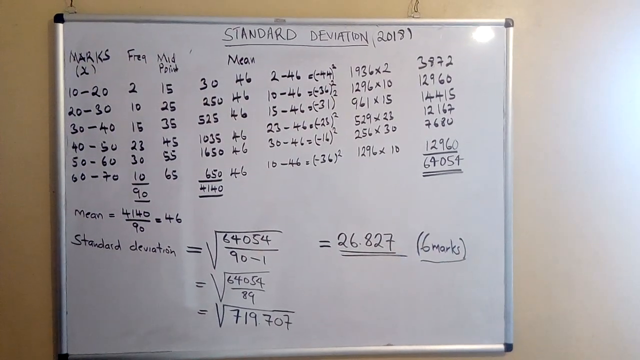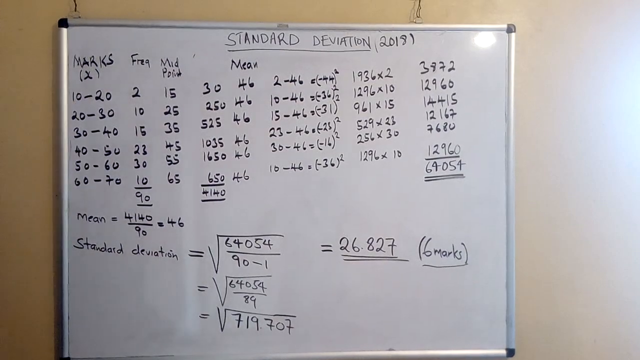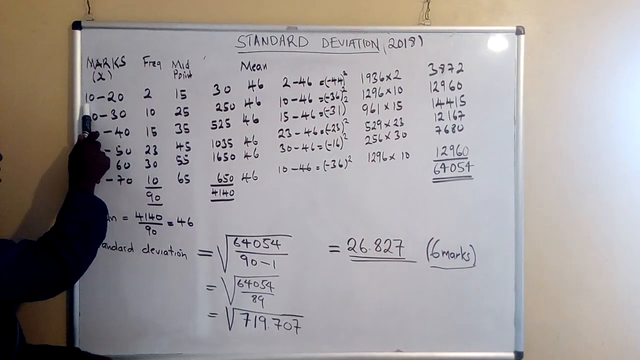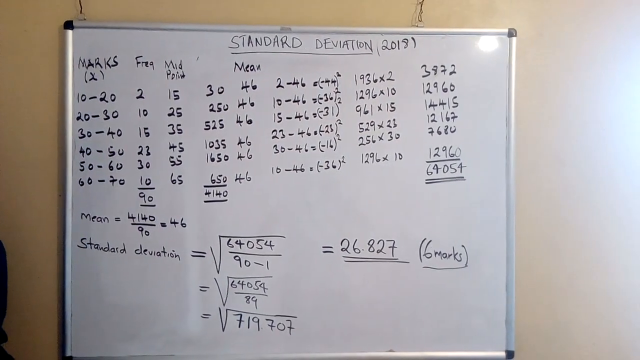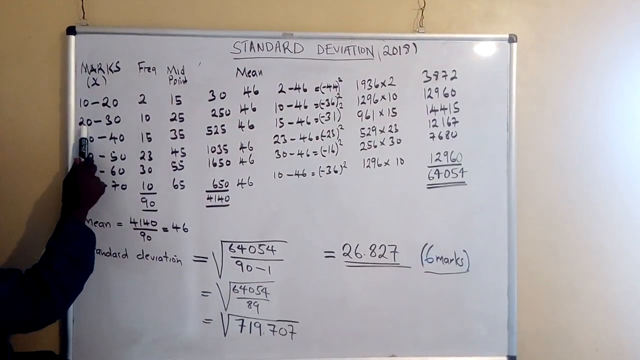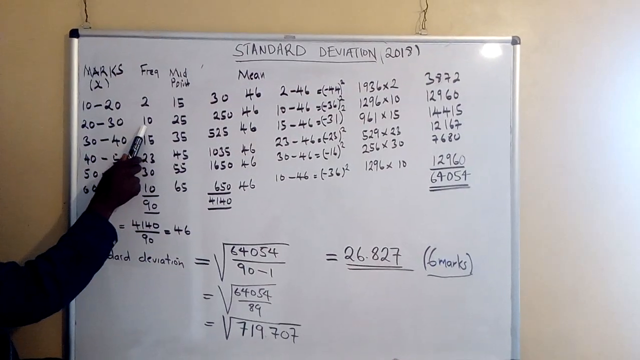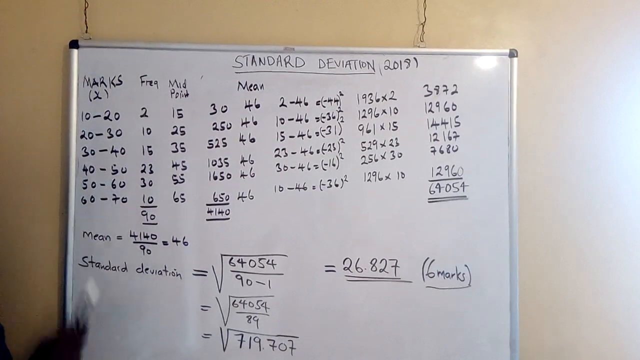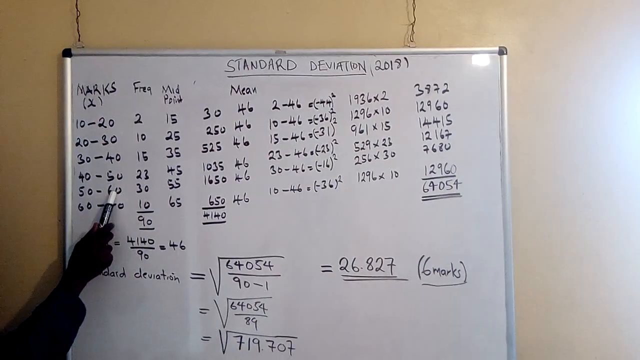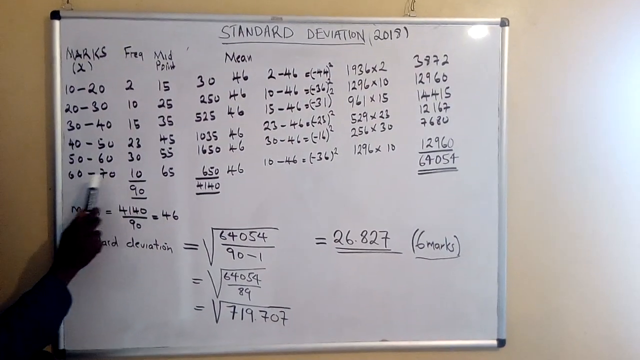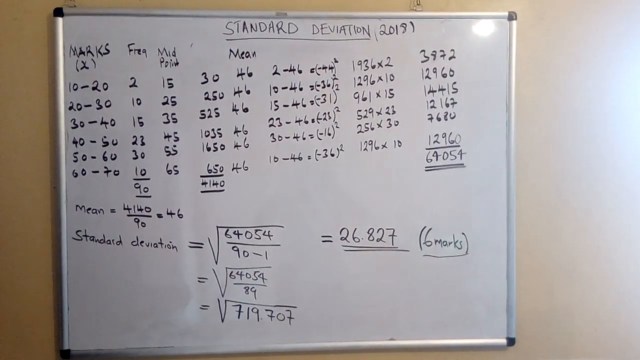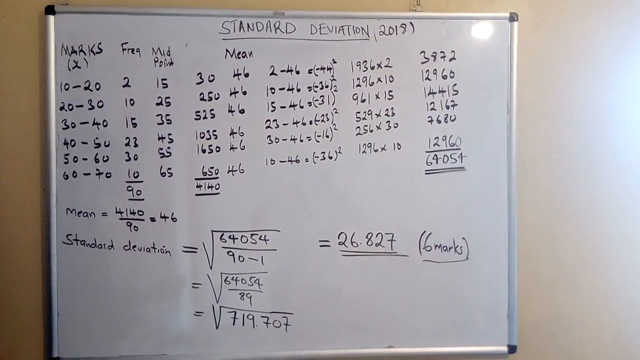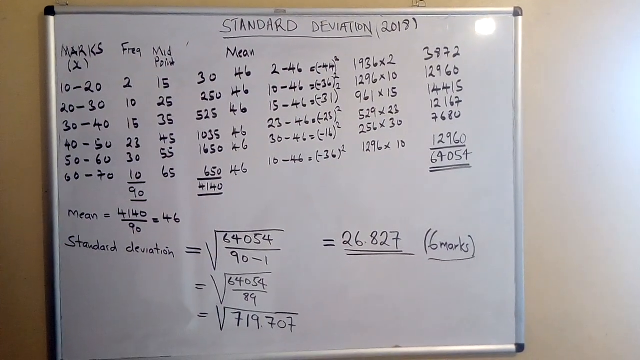So I'm going to begin. The first column, as you can see, is on the marks. Between 10 and 20 marks, how many people scored these marks? There are 2 people. Between 20 and 30, I've got 10 people. Between 30 and 40, I've got 15, then 23, then 30 for 50 to 60. And 10 people scored between 60 and 70 marks in the examinations. The question is asking us to find the standard deviation.